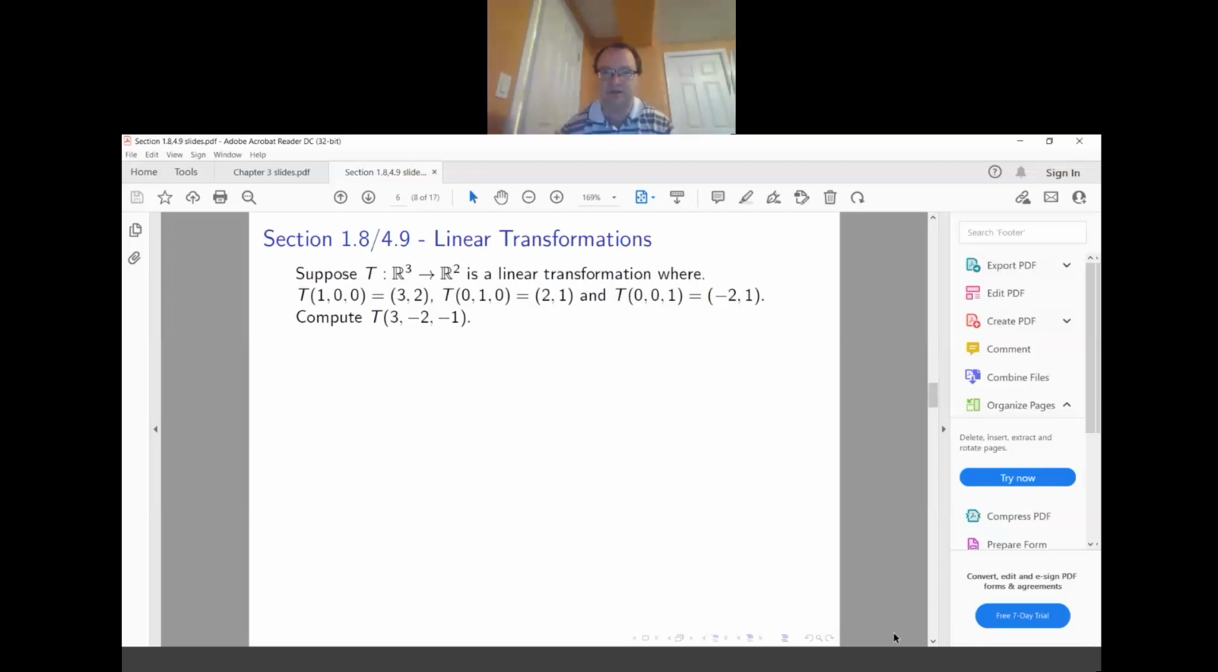All right. So here's a question. In this one I'm telling you that this is a linear transformation. I'm not telling you what the transformation is. I'm telling you it's a linear transformation, and I'm telling you three specific things: t of 1, 0, 0, t of 0, 1, 0, and t of 0, 0, 1, and I'm telling you t is linear and nothing else. See if you can compute t of 3, -2, and -1.